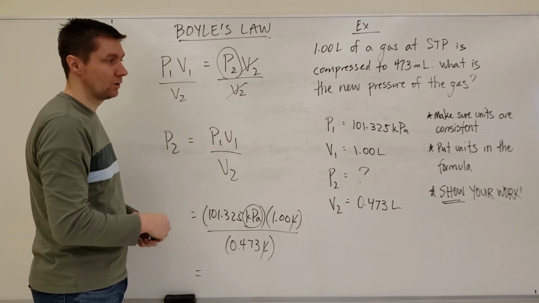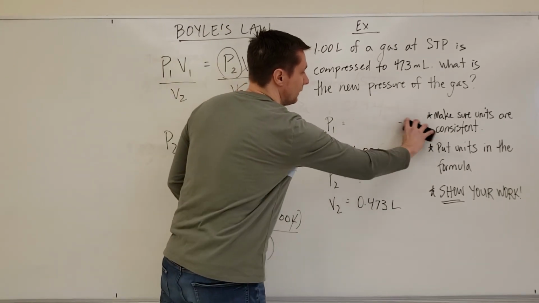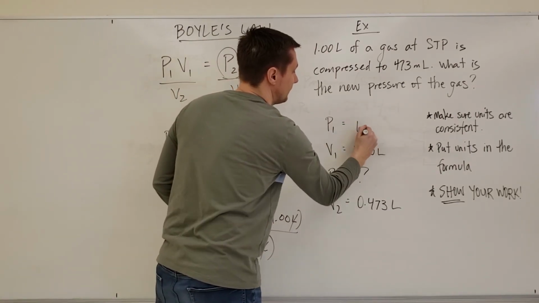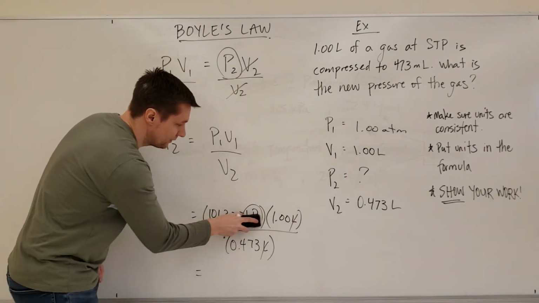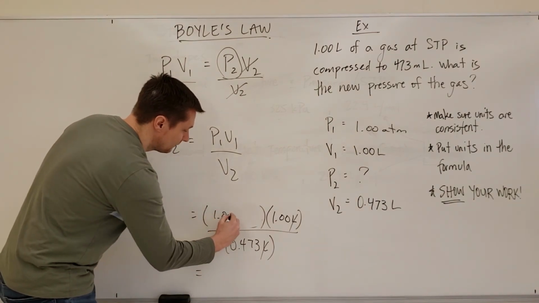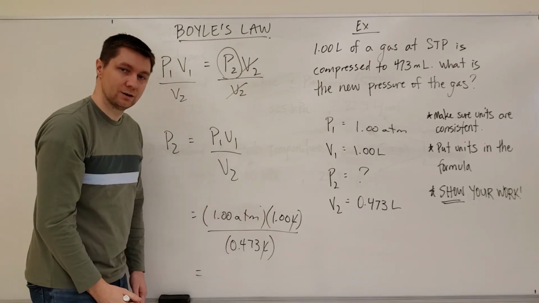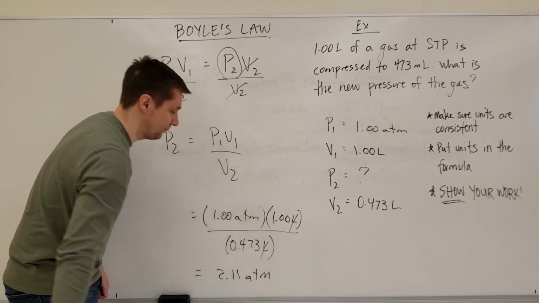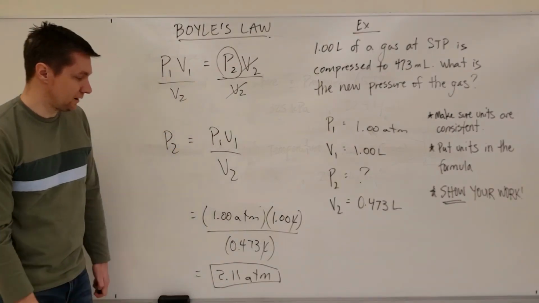If you remember, 101.325 kilopascals is just 1 atmosphere. So you could take this number here instead and put it in as 1 atmosphere. Now when you plug this into your calculator, you're going to get 2.11 atmospheres. And that's your correct answer.